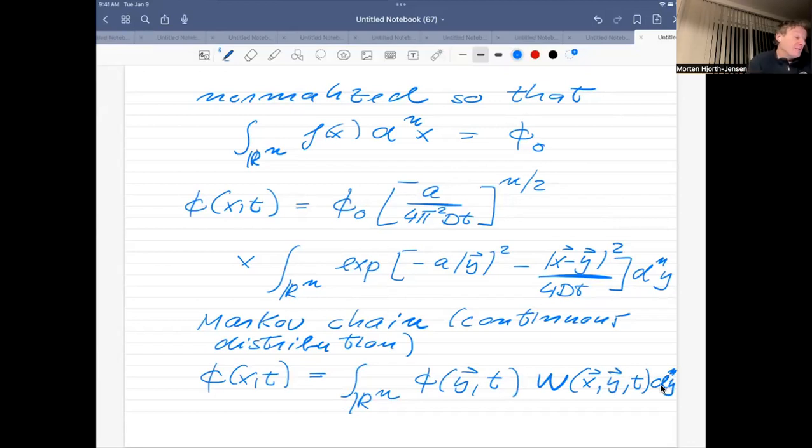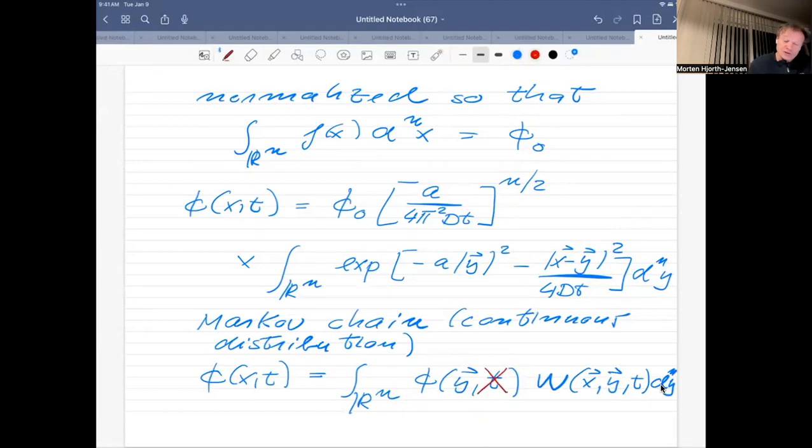Now, what we can do then is to interpret what you see here. If we link this with a Markov chain, we have the original distribution at the time t0. Actually, the quantity which you see here does not have a time dependence. So there's no time dependence.